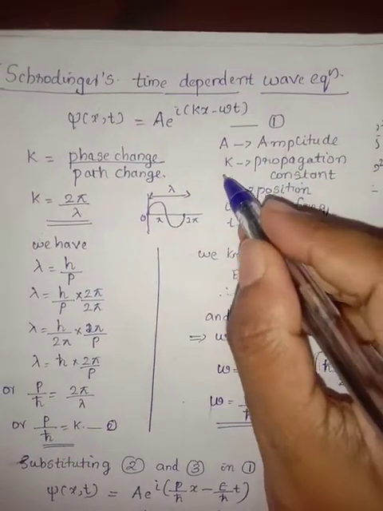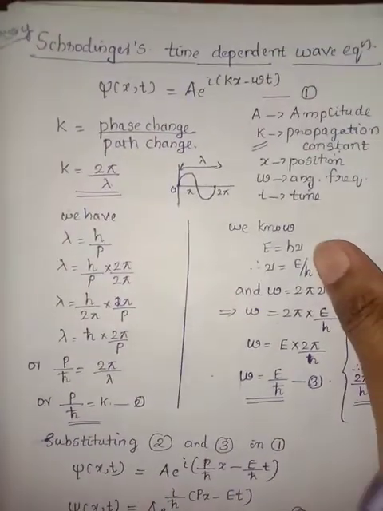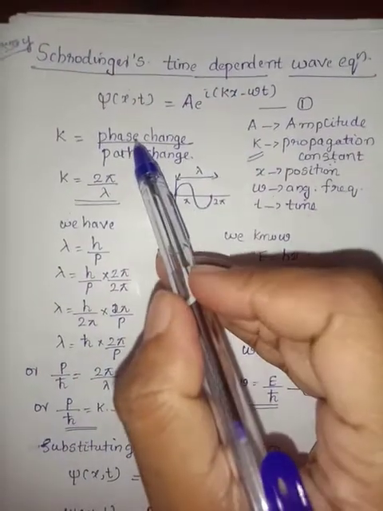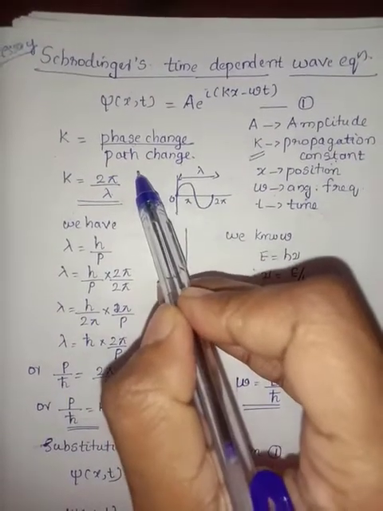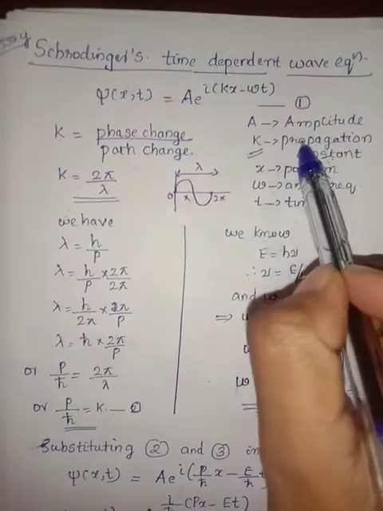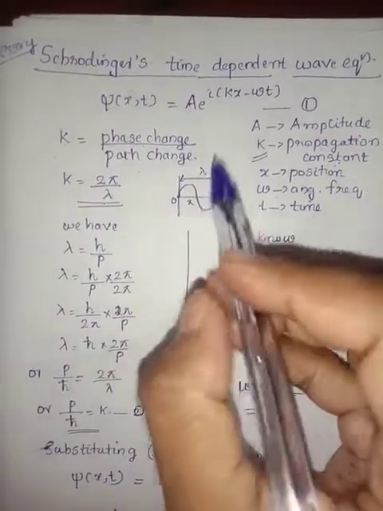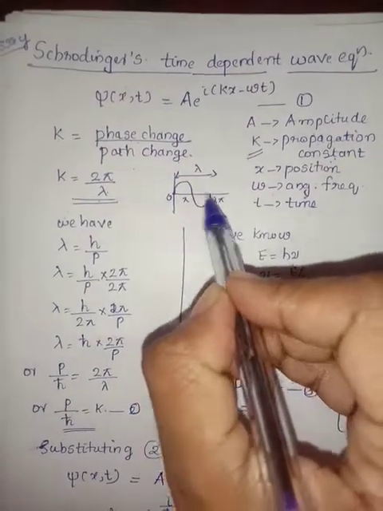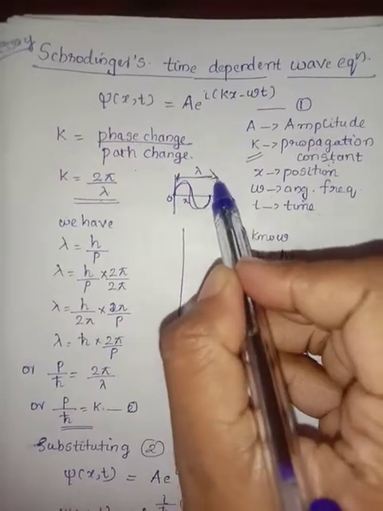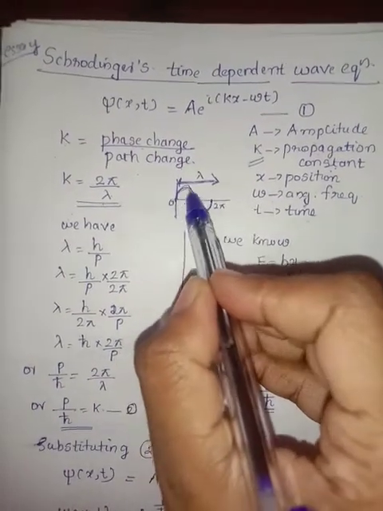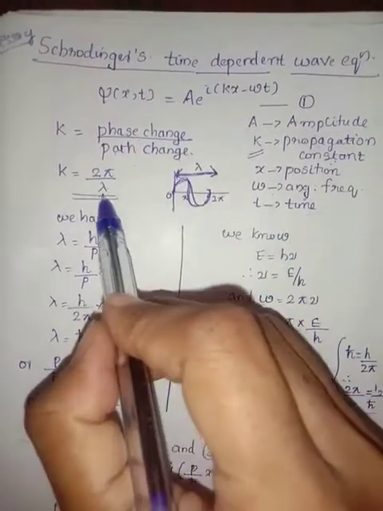Now we have a constant here, k. This is known as the propagation constant. So what is this propagation constant? It is defined as k is equal to phase change divided by path change. So phase change is 2 pi and the path change is lambda. For that we have to consider a full wave. Suppose this is our wave, then the change in path will be lambda, the path length of this wave. So that path change is equal to lambda.